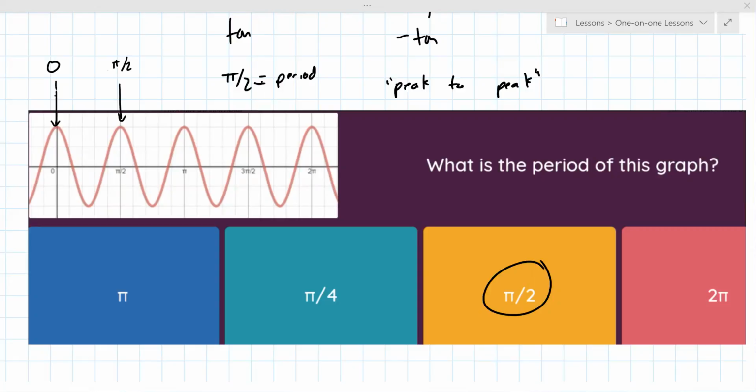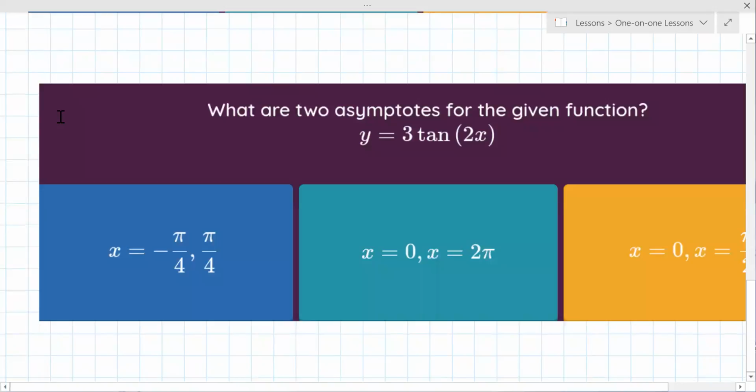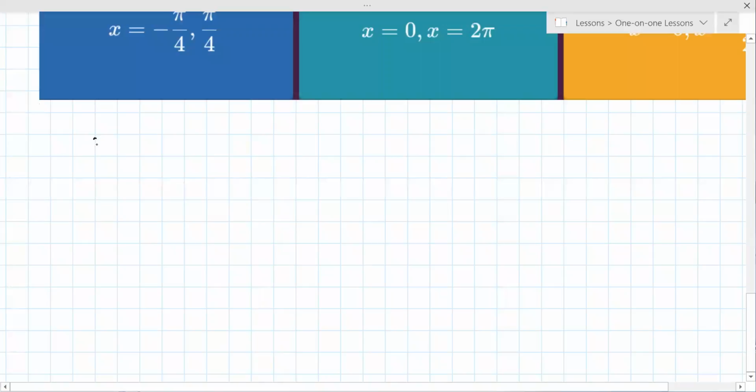Got it. Okay, we're looking at what are the two asymptotes for the given function. Let me snip that in. What you're looking for is where the denominator, the bottom, equals 0 for the given function. The given function is 3 tangent 2x, and that is the same as 3 sine 2x over cosine 2x. They're asking for the vertical asymptotes, that's where the bottom equals 0.